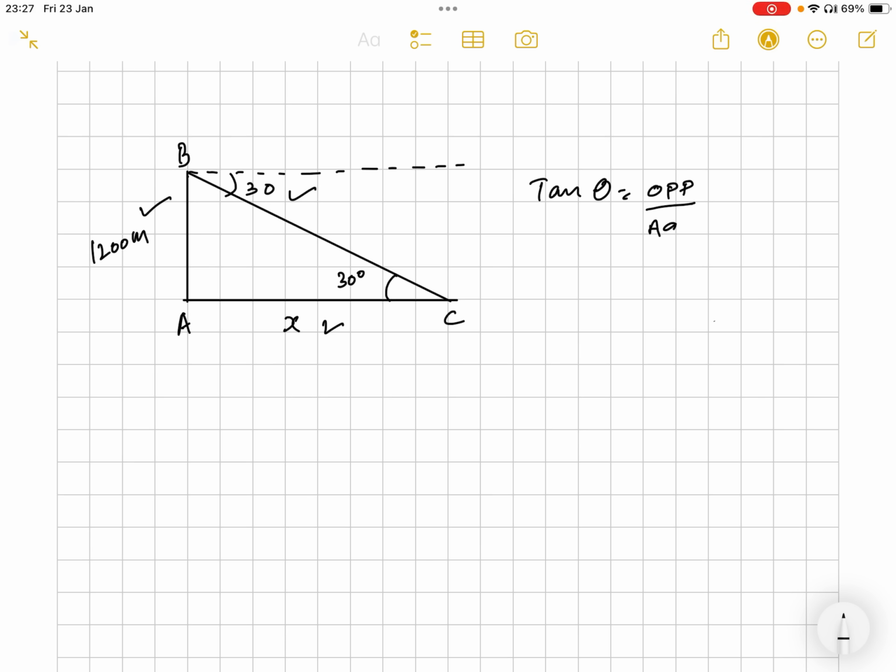Good. And what is the theta here? It is tan 30. What is tan 30? It is equal to 1 by root 3. Good. And opposite side by adjacent side: 1200 meters divided by x is equal to 1 by root 3. This implies x is equal to 1200 root 3 meters.